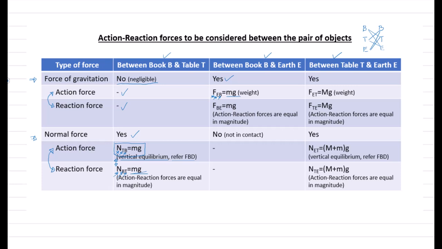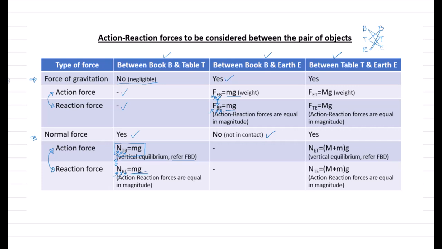Okay. And how about the reaction force? That will be a force by the book on Earth, and that will be equal to mg. Why? Because these two are action-reaction forces, they're always equal in magnitude, opposite in direction. So magnitude is mg. So how about the normal force between the book and Earth? Now, normal force is always applicable when the two objects are in direct contact. So is the book in contact with Earth? No. And therefore, there will be no normal force between book and Earth, because the book is resting on the table and the table is then in contact with Earth.